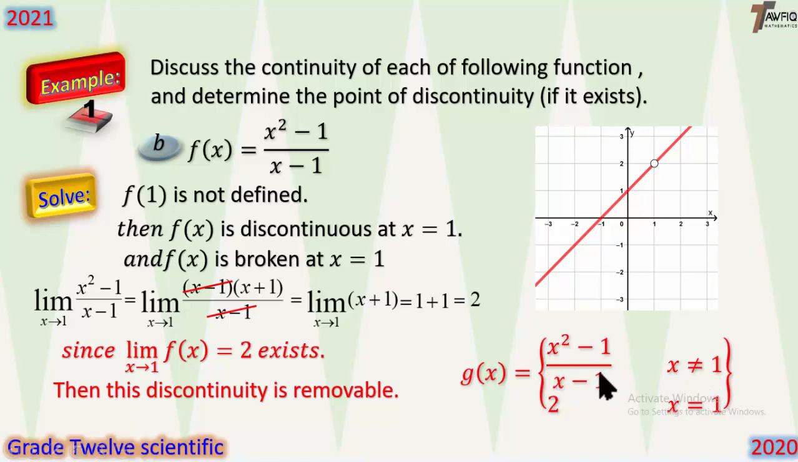because it is not continuous at x equal to 1. And then the limit is 2, so write the limit here, and write here x equal to 1. g(x) is continuous for all real numbers.